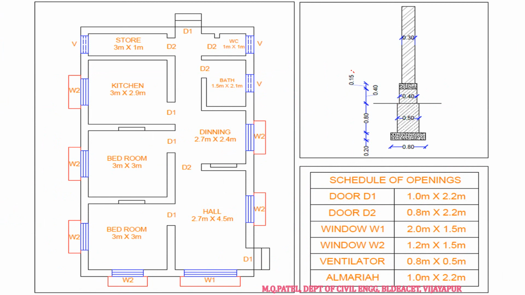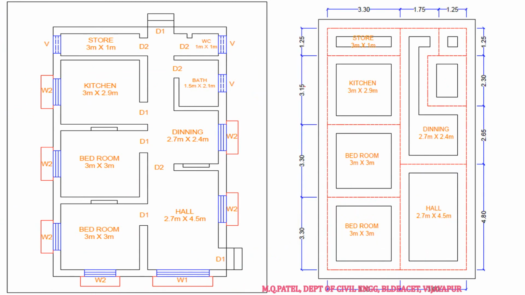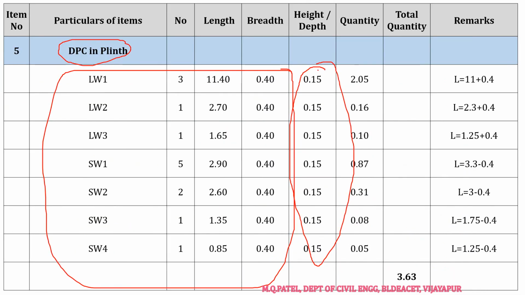What's the depth now? Depth is 0.15. So instead of the previous 0.4, if you write 0.15, we will be getting these answers. Therefore the total quantity will be 3.63 cubic meters.